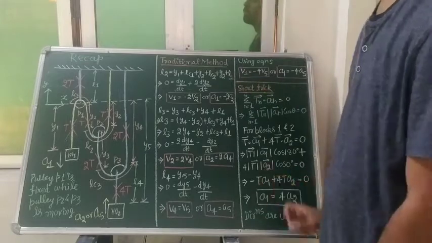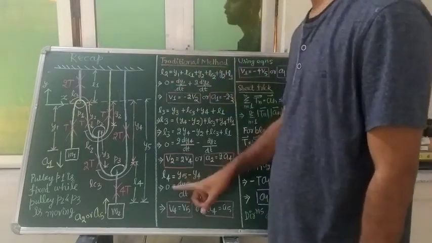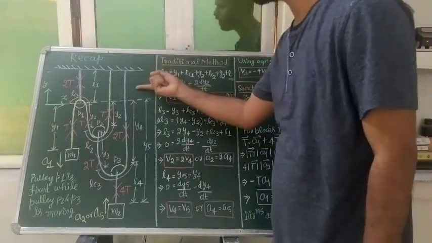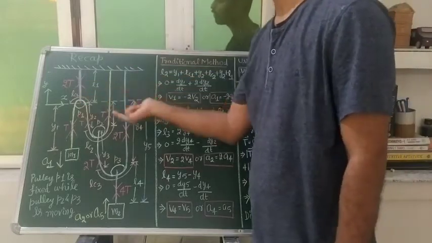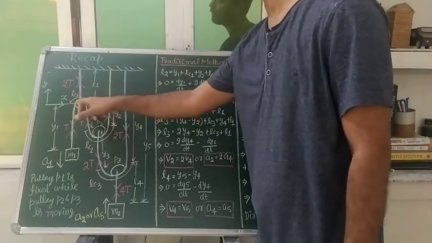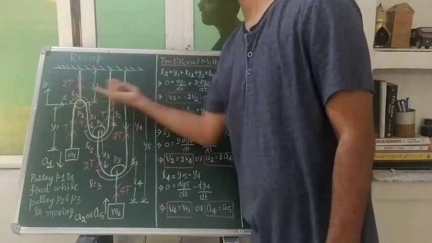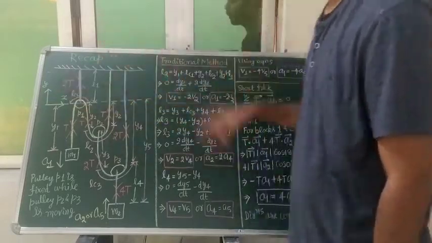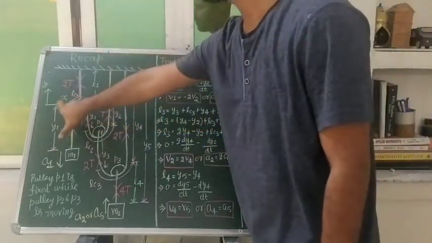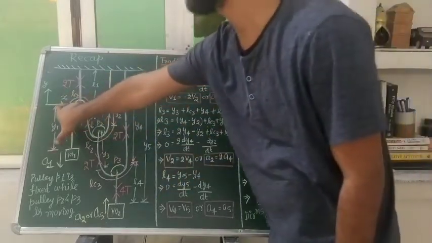Our first task for the traditional method will be to make a datum. Where will we make the datum? From a fixed point. Since pulley P1 is fixed, we will make the datum here, and select this one as our x-axis and this one as our y-axis. From the datum, we will select the lengths of the strings. This one is the y1 length.